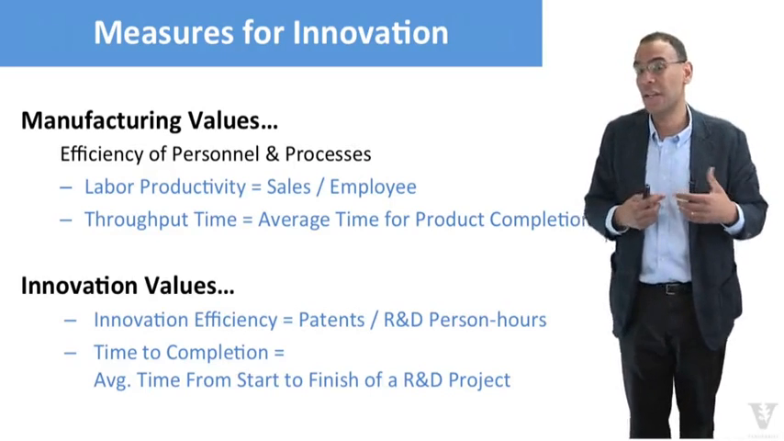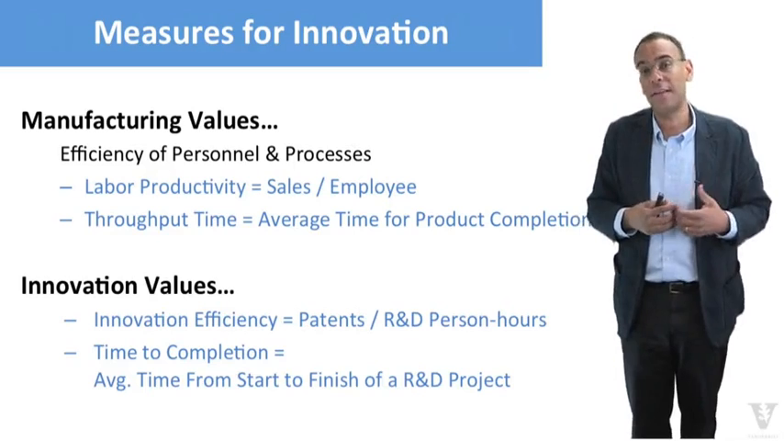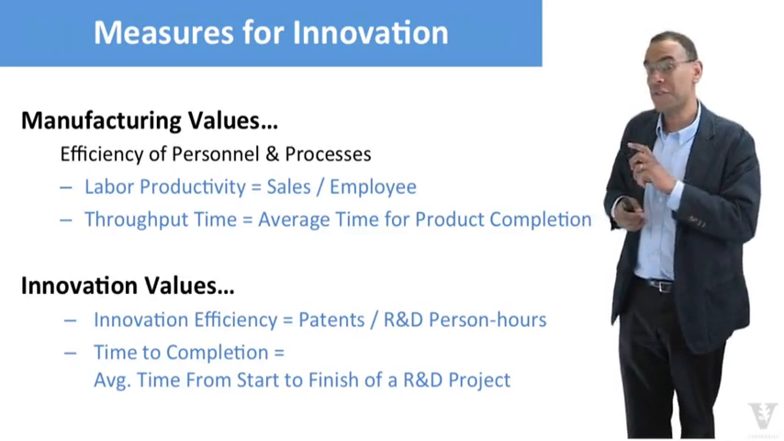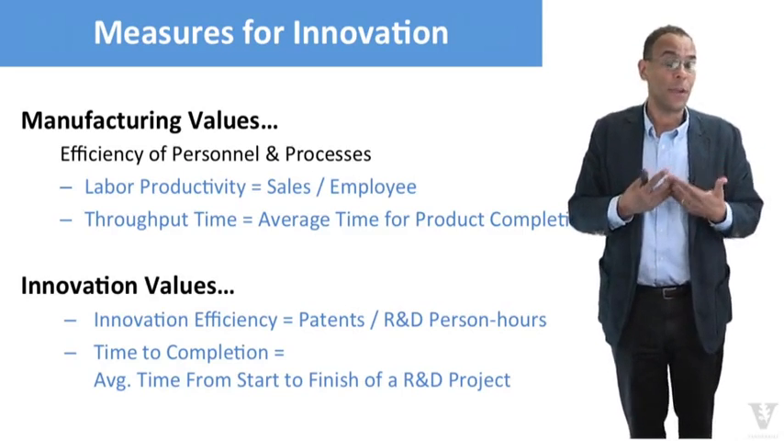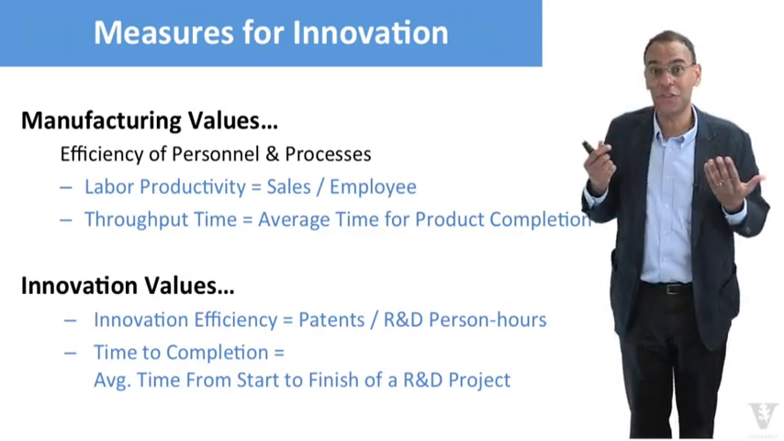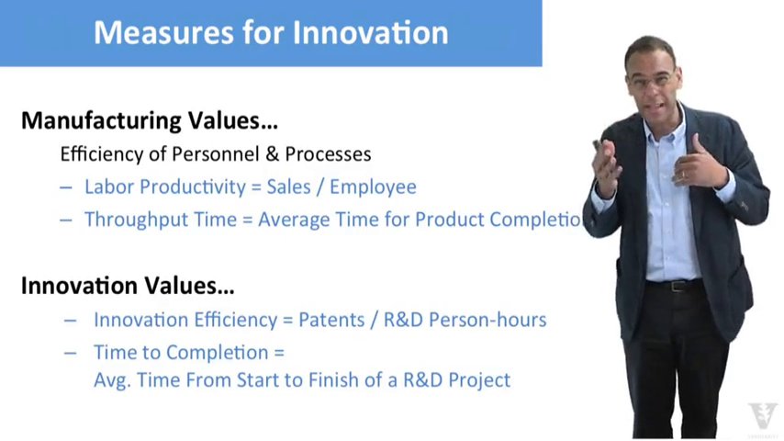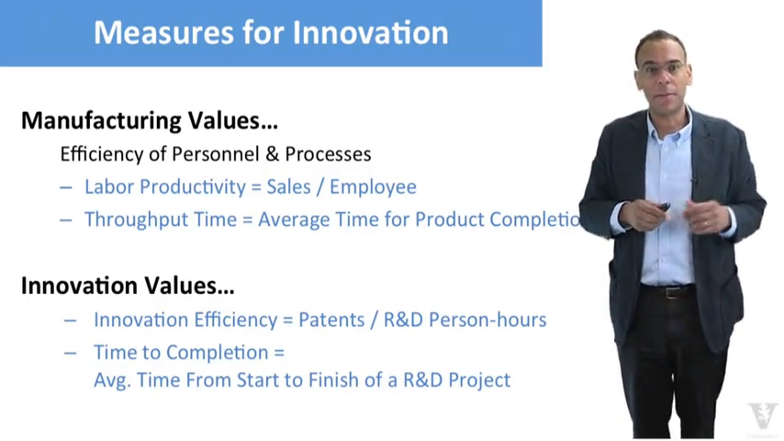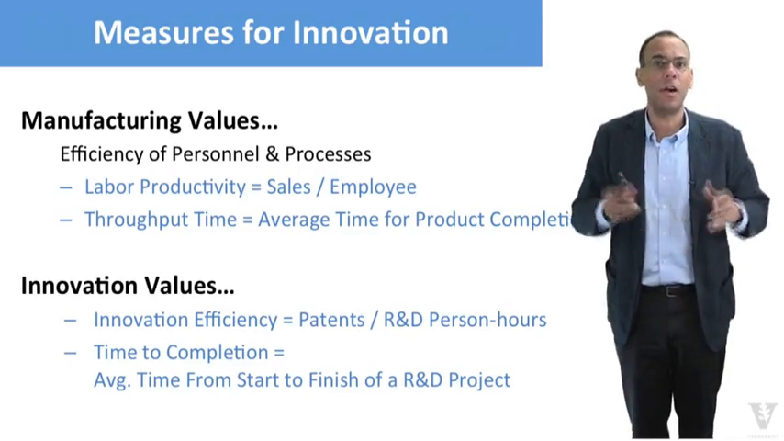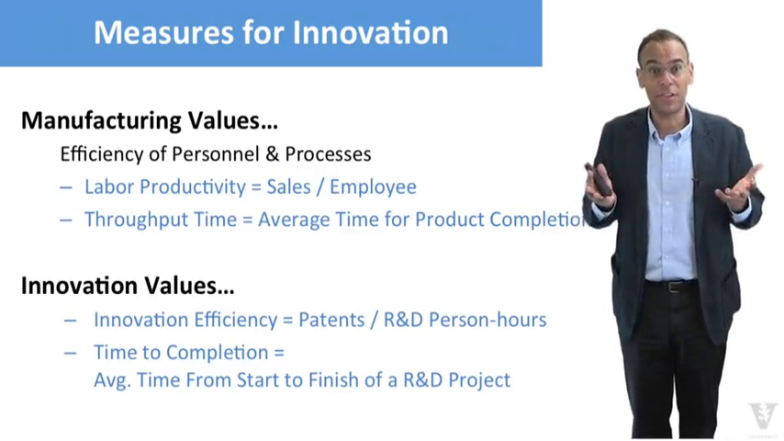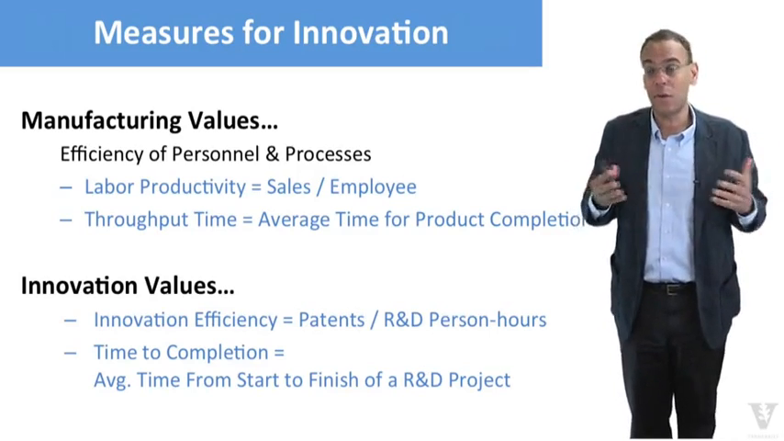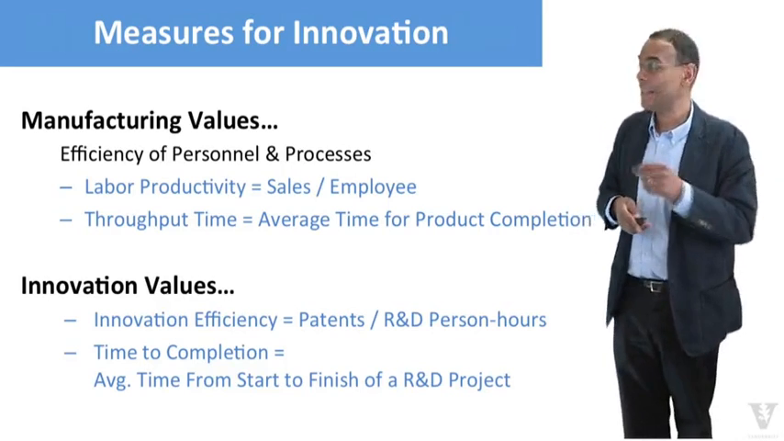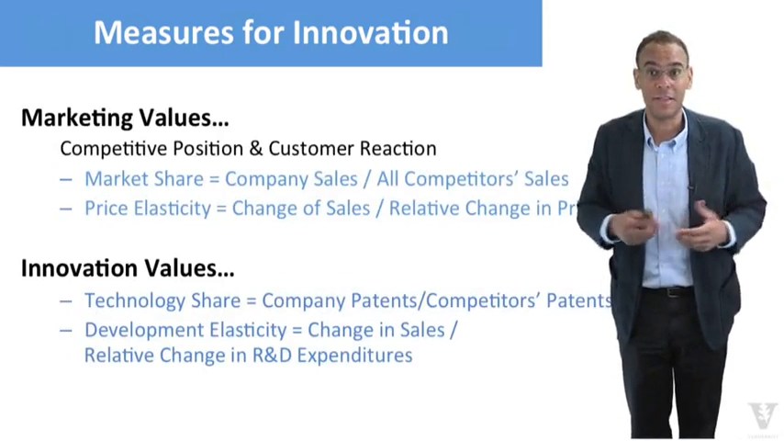How could we use those values in innovation? Well, you might consider innovation efficiency: how many patents per R&D hour that you spend. Again, these measures are very flawed. They will have problems, but so do the other measures. So just think about it. Patents per R&D hour, or think about how you might change these in ways that make sense to you. Time to completion: the average time from start to finish of an R&D project. You say, oh wait, but every project's different. Yes, every project's different. Even manufacturing people have different products that they have to push through processes, and they take different times, and yet this number still makes sense and is still valuable inside.